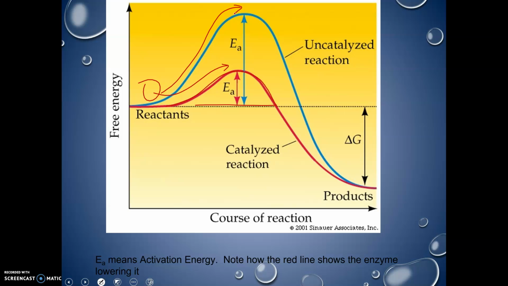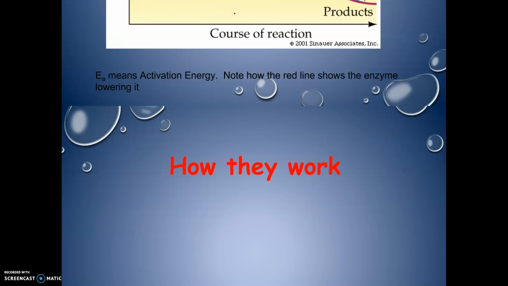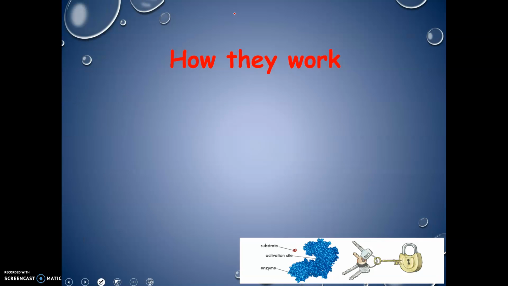So enzymes are speeding up all kinds of reactions in your body, breaking down toxic products like peroxide, digesting your food. It might take you weeks to digest your food if you didn't have enzymes to do it.